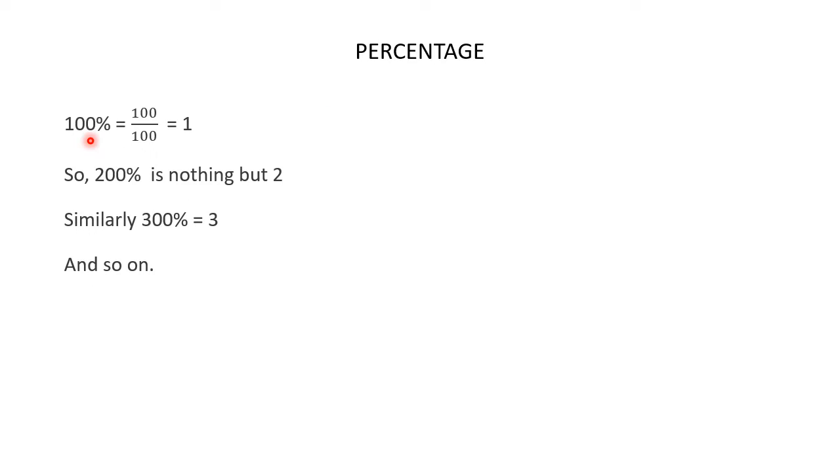100% can be written as 100 divided by 100, which is 1. So if 100% is 1, then 200% is 2. Similarly, 300% is 3 and so on.